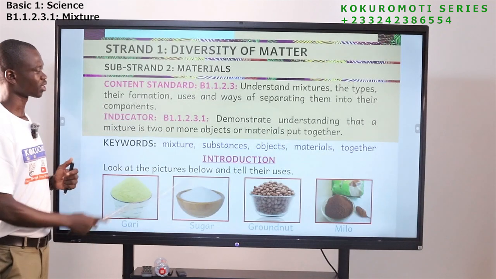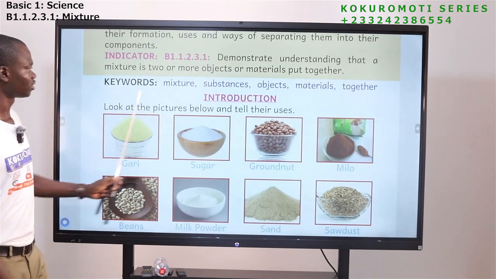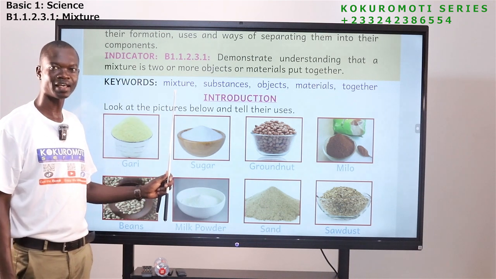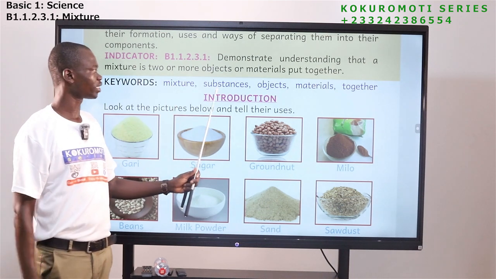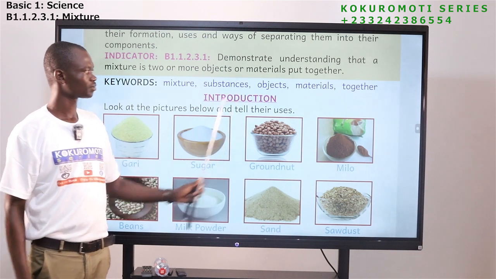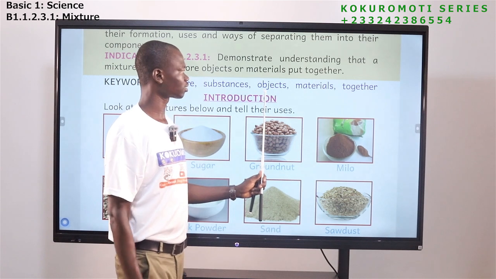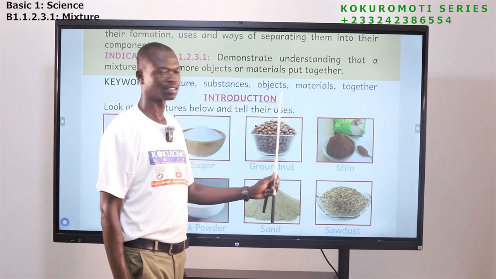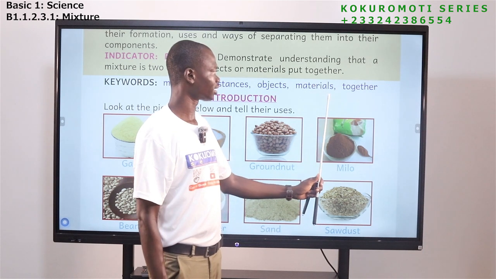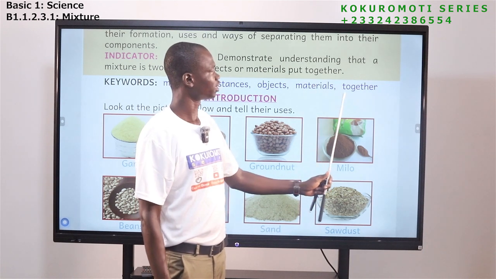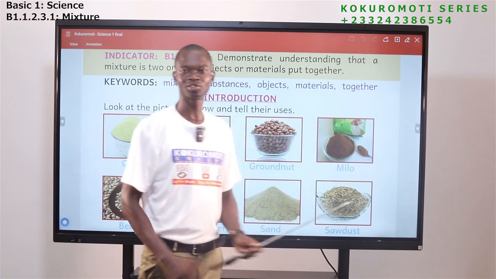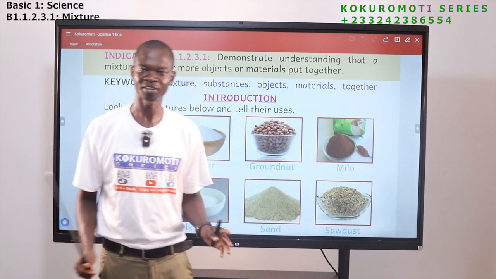Okay, so now we are looking at the keywords. The first word is what? Mixture. The next word is substances. The next word is objects. And then we have materials. Then we have together. So this lesson we are going to look at mixture.